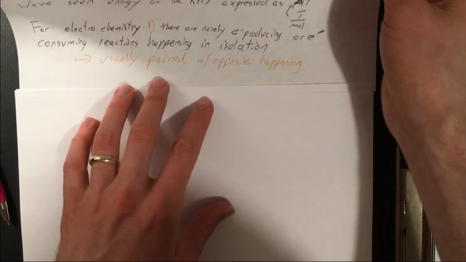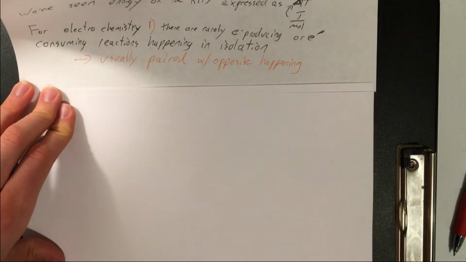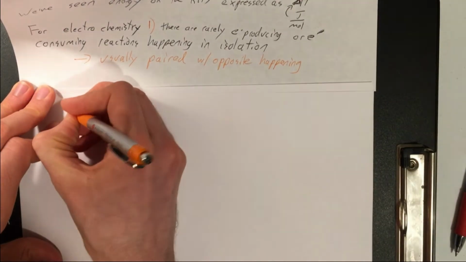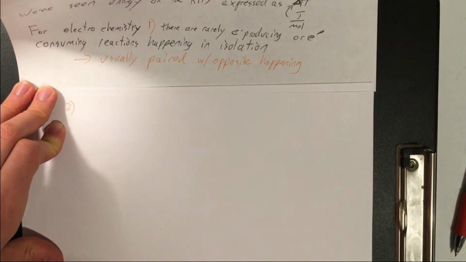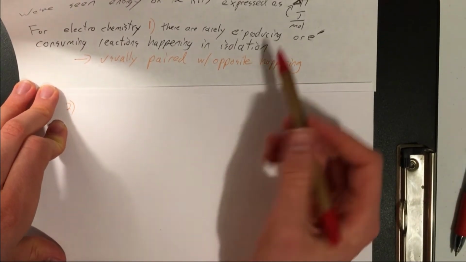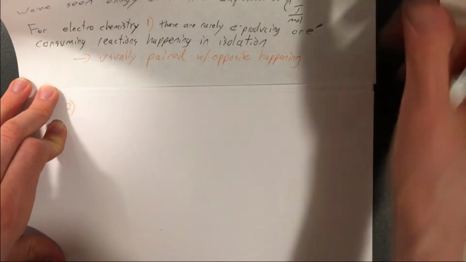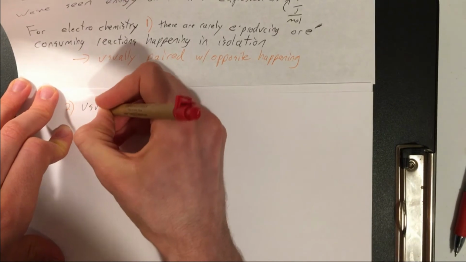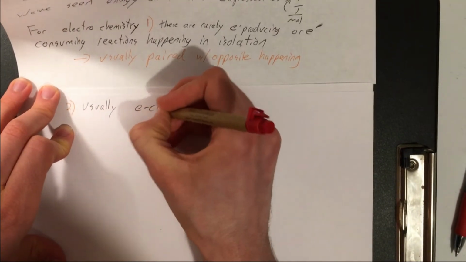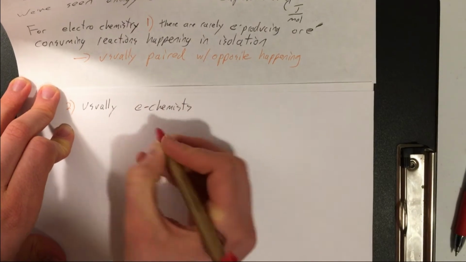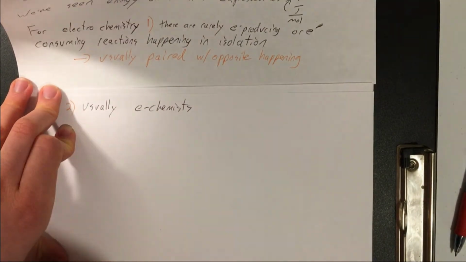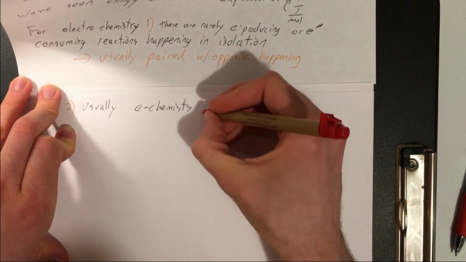So now let's think about the second key feature of electrochemistry. The second key feature is that rather than expressing things in terms of enthalpies in joules per mole, usually electrochemists are doing things by measuring currents or measuring charges.